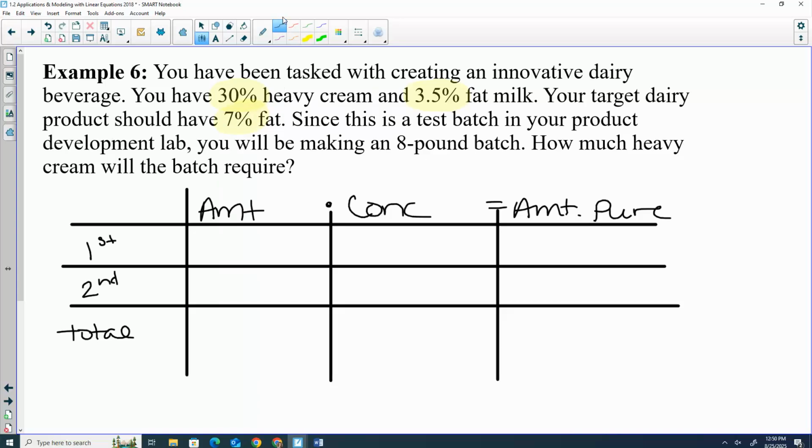Just look at your percents. Which one has to be the final concentration? The 7%. 7% has to be in the middle of the other two. Percents, we always change to decimal form, so 0.07. Then the other two, you can put in either order. So we have the 30%, so that would be 0.3. The 3.5%, so 0.035.